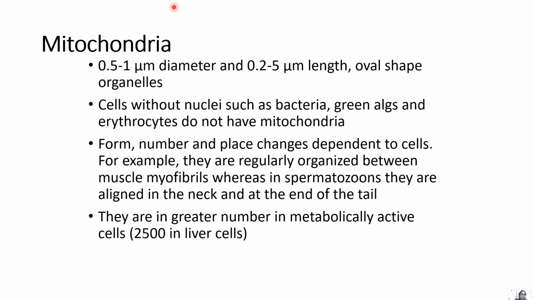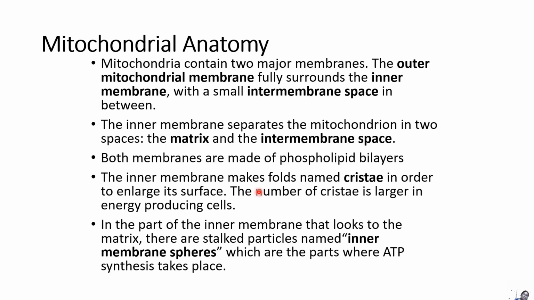So mitochondria are 0.5 to 1 micron in diameter, 0.2 to 5 microns in length, oval shaped organelles, and cells without a nucleus such as bacteria, green algae, and erythrocytes do not really have mitochondria. Now, form, number, and obviously place changes depending on the cells. For example, they are regularly organized between muscle myofibrils, whereas in spermatozoans, they are aligned in the neck and at the end of the tail. So, they are in greater number in metabolically active cells, which makes sense.